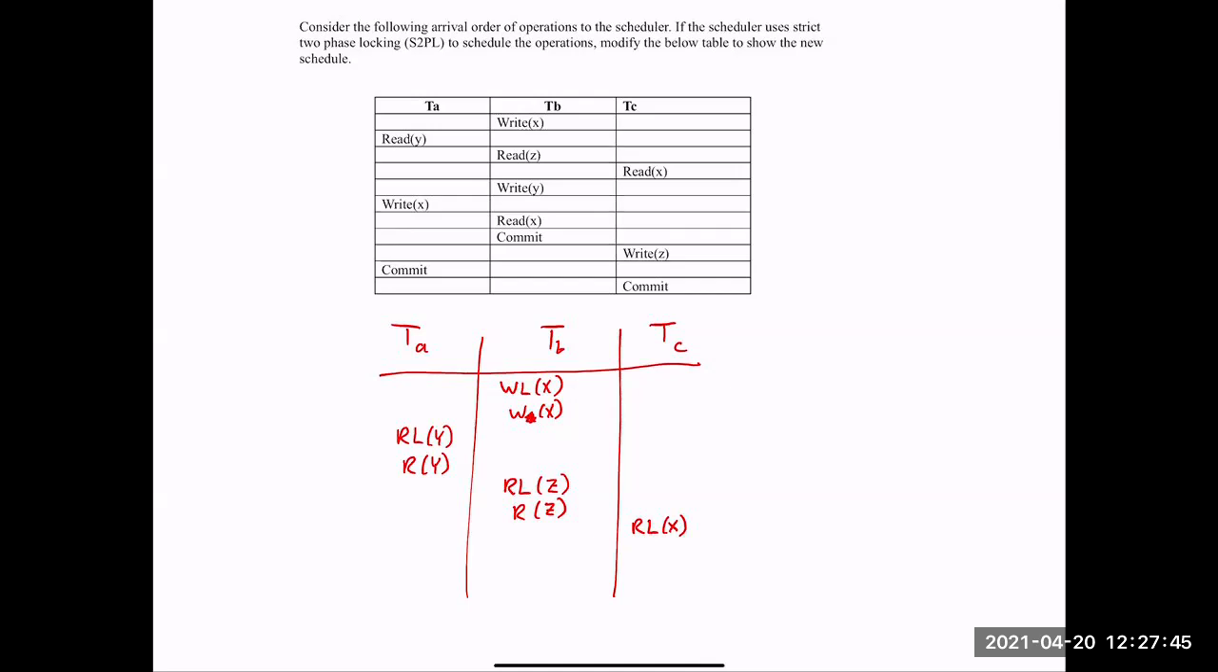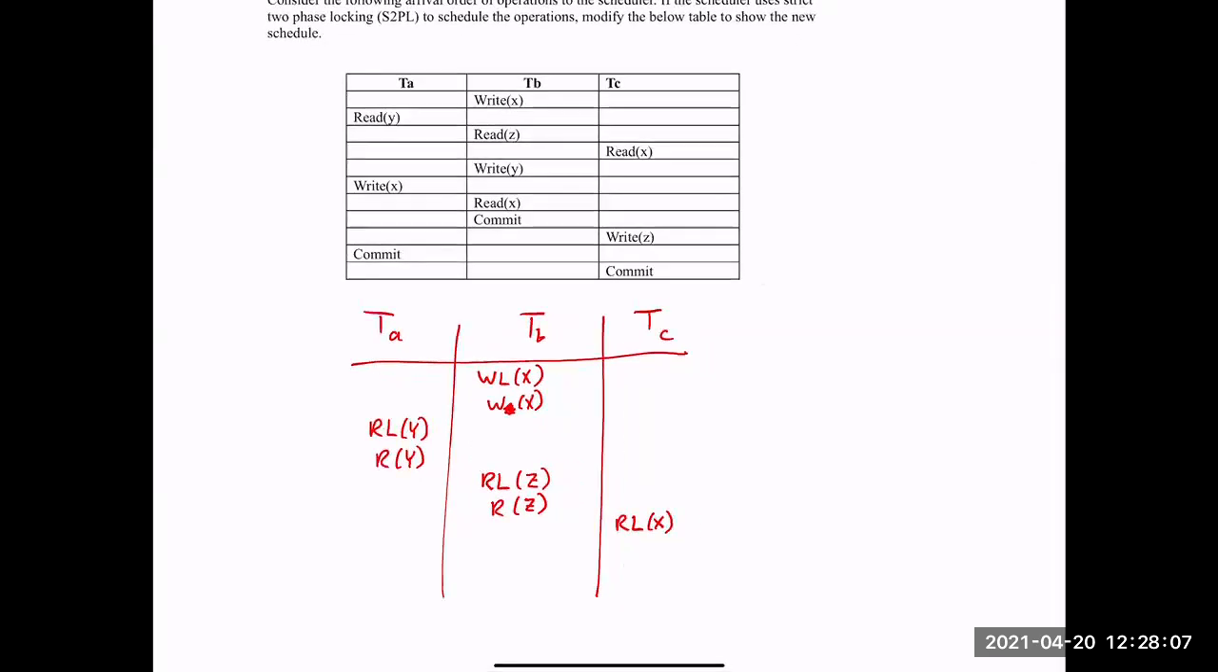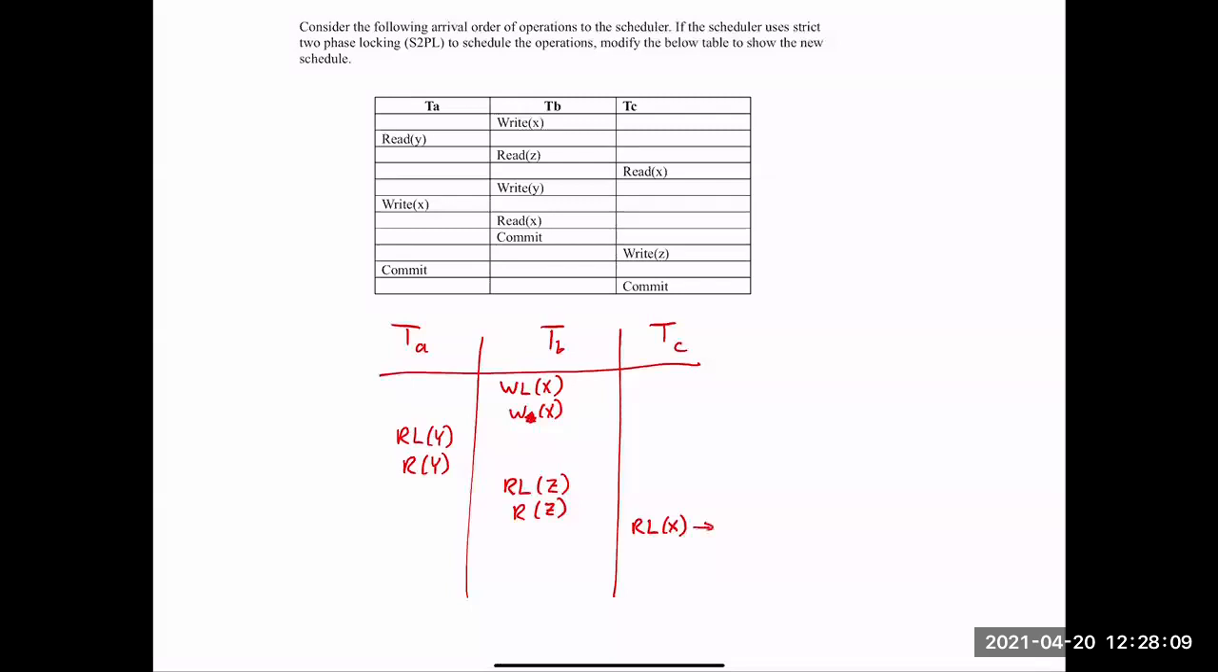Exactly. So, well, actually, TA doesn't have a lock on X, right? But TB already has a write lock on X. And now if some transaction holds a write lock on X, then no other transaction can have any lock on X. So this means that this operation here will be blocked.